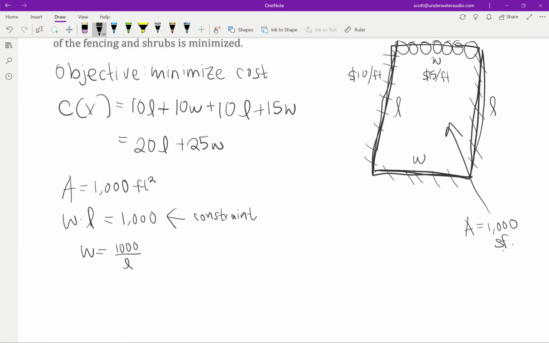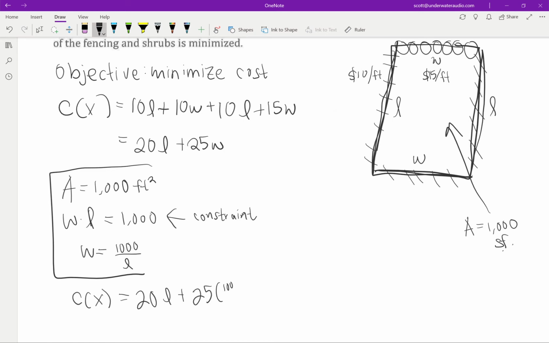So this is kind of like a brief side note. I'm rewriting my cost function to be 20L plus 25 times 1,000 over L. So now I have it in one variable, and the variable is L, so I actually shouldn't have X there, it should be an L there. That's the thing that I want to find the minimum for.